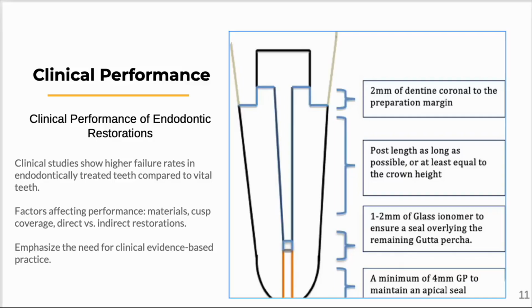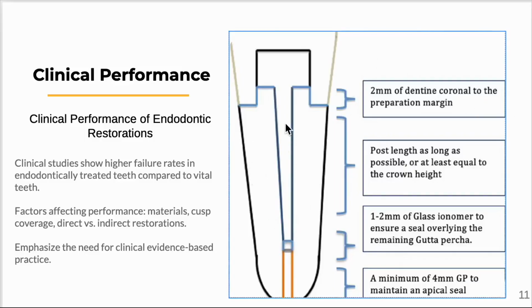For the clinical performance of endodontic treatment, we understand that clinical studies consistently show higher failure rates in endodontically treated teeth compared to vital teeth. Factors like restorative material, cusp coverage, and direct versus indirect restoration influence performance. Clinical evidence is important for validating laboratory findings and guiding clinical practice.